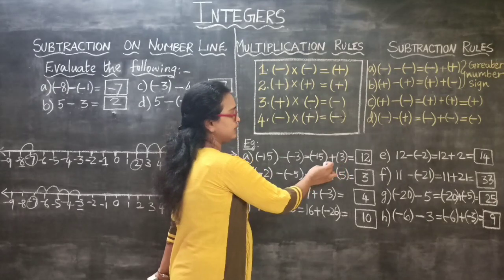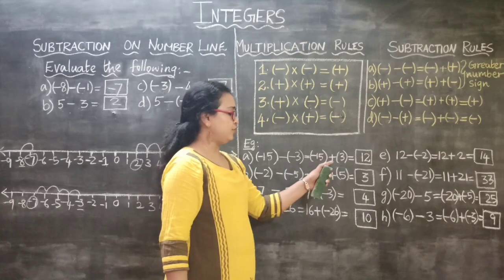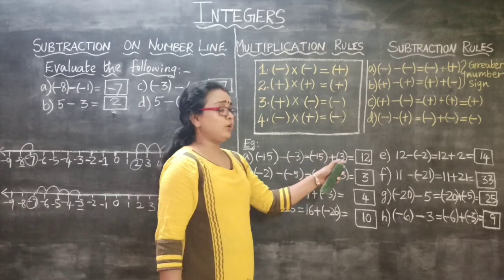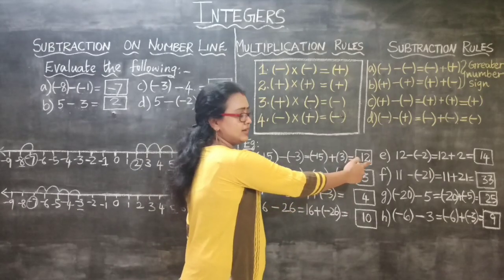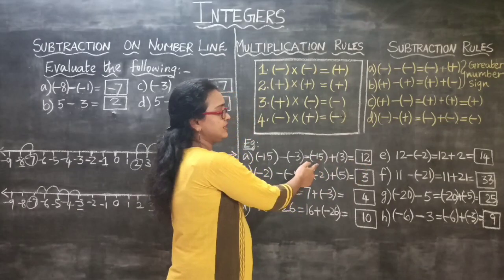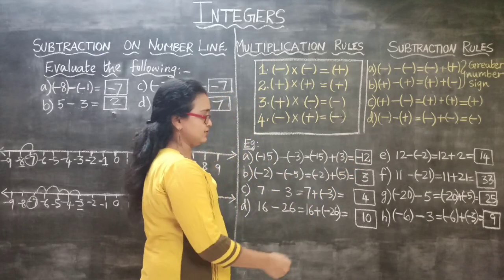So minus 15 plus 3. The same rule for addition we have to follow here. One negative and one positive means we have to subtract. So when I subtract, I am getting the answer as 12, and here 15 is a bigger number. So minus 12 is the answer.